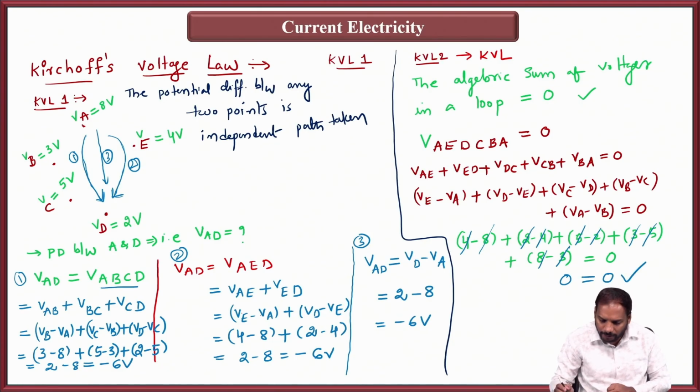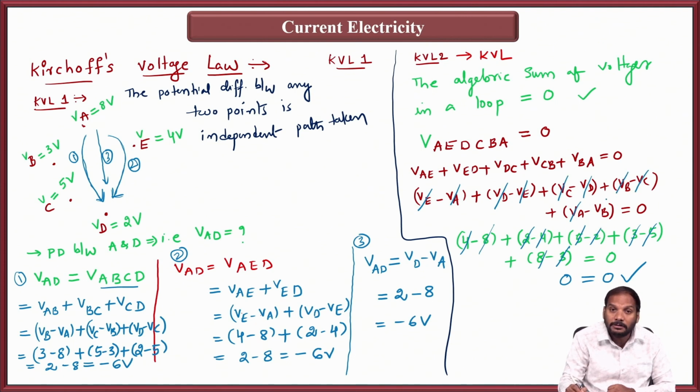In the same way, instead of substituting the potential values, go with the potentials at different nodes. VE you can cancel with this minus VE. In the same way, minus VA you can cancel with plus VA. VD you can cancel with minus VD. VC you cancel with minus VC. And VB you cancel with minus VB. So here also the same thing happens. In both cases, we got the algebraic sum of voltages throughout this loop as exactly 0.